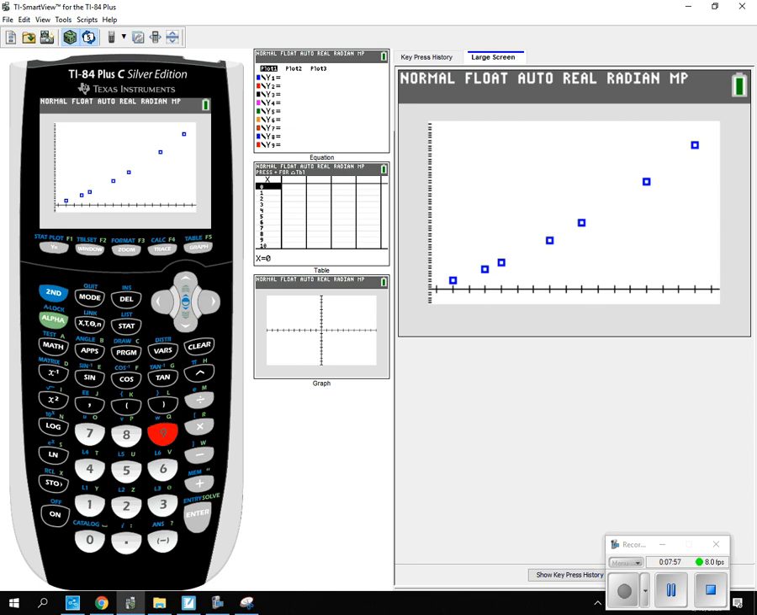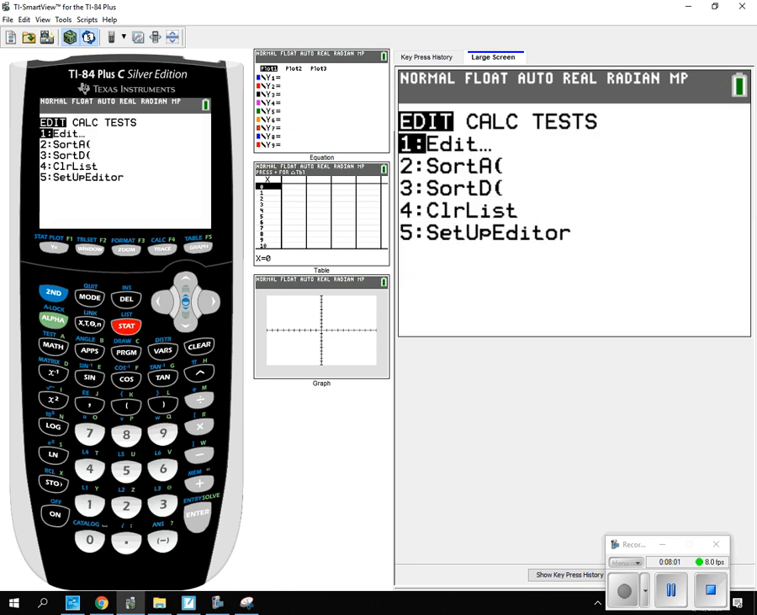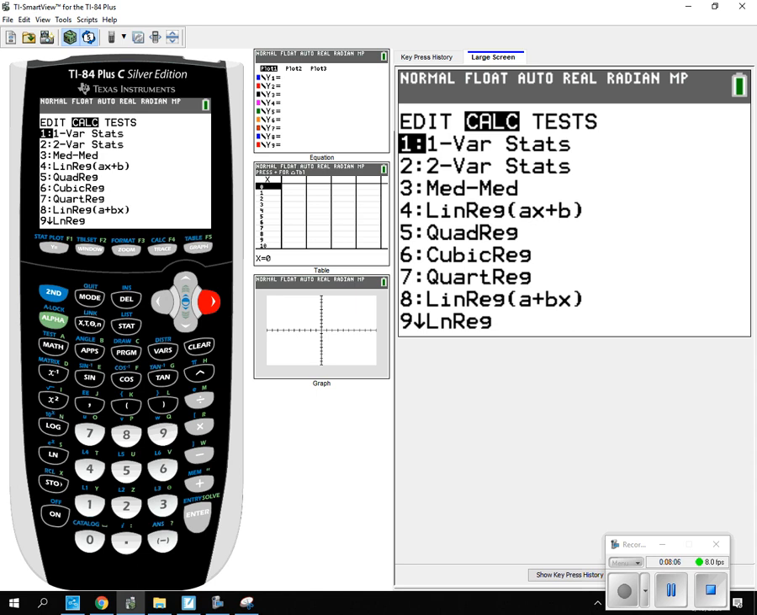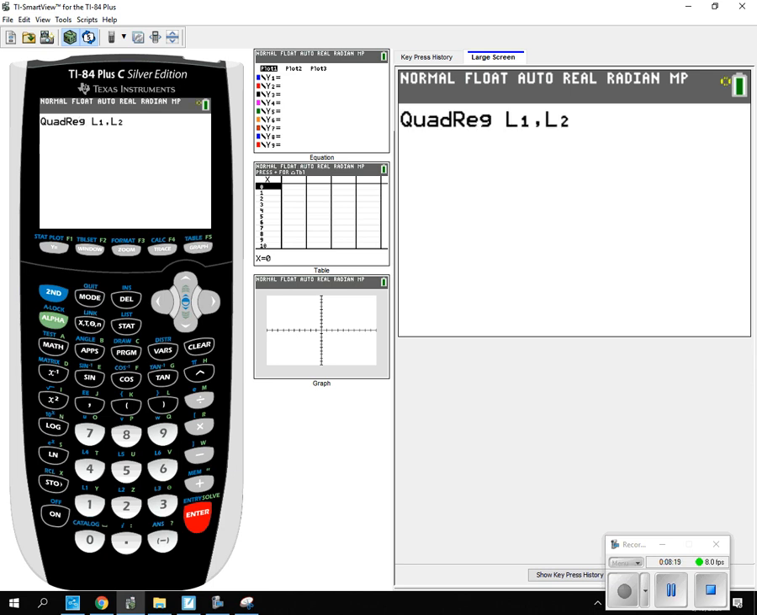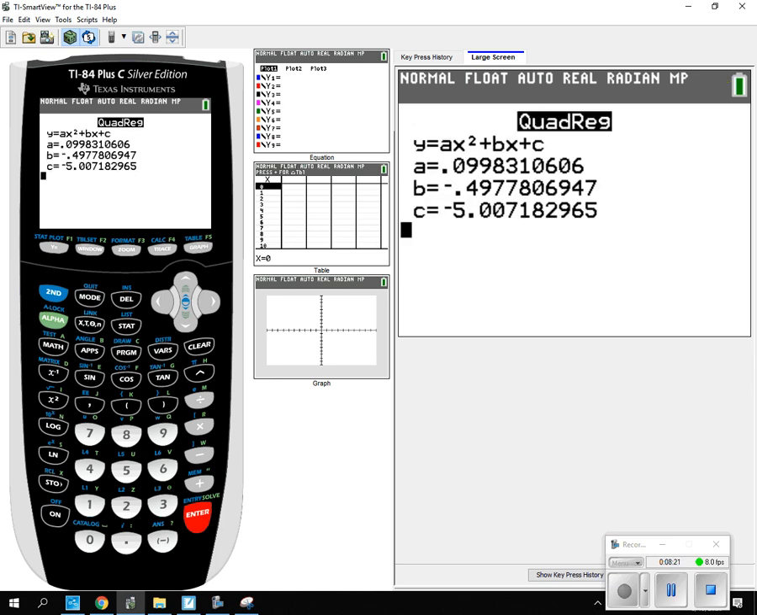Now, I want to create a quadratic here. So go back to stat, arrow over to calculate, and I want a quadratic regression, number 5, so the fifth option down. Depending on how old or new your calculator is, you just need to hit enter until it gets to calculate and then hit enter again. So now I am given an A, a B, and a C, so I can write an equation. There's my A, there's my B, there's my C.